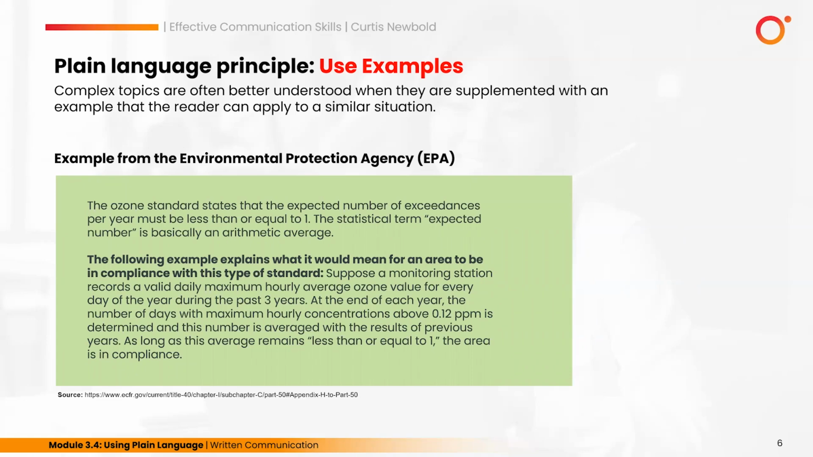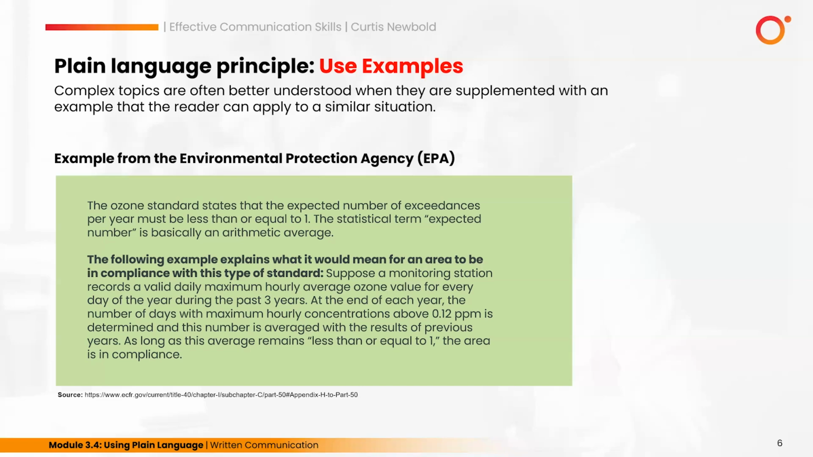The ozone standard states that the expected number of exceedances per year must be less than or equal to 1. The statistical term expected number is basically an arithmetic average. Okay, you can see that's kind of a complex topic. Now, this is obviously written for people that work in technical fields, so that's okay, but it's still going to be easier to understand if we provide an example.